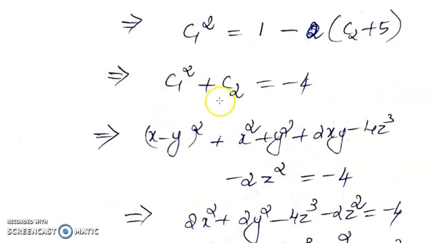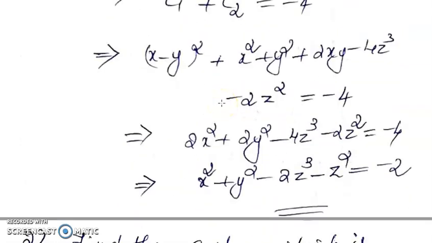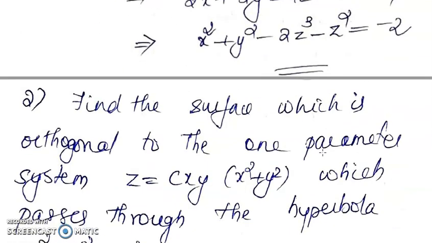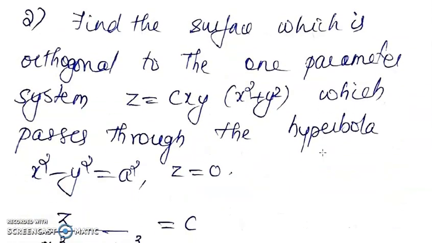Now substitute back c1 and c2. So on simplifying, you will get the orthogonal surface passing through the given curve. So that is x square plus y square minus 2z cube minus z square equal to minus 2. So we will see another problem also.